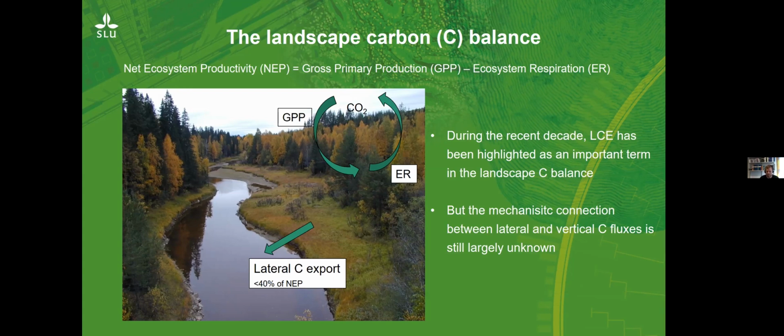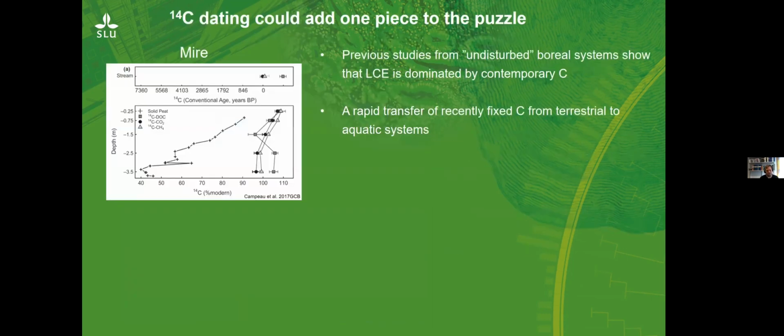I still would claim that the mechanistic connection between the lateral and the vertical carbon fluxes is still largely unknown. So this is my angle coming into these Trollberget facilities. And one tool we can use to get more information about this connection is carbon-14 dating. We have previously used this on so-called undisturbed boreal systems, where we have found that the LCE, the lateral carbon export, is dominated largely by contemporary carbon. The example here is collected from Audrey Campo's PhD work.